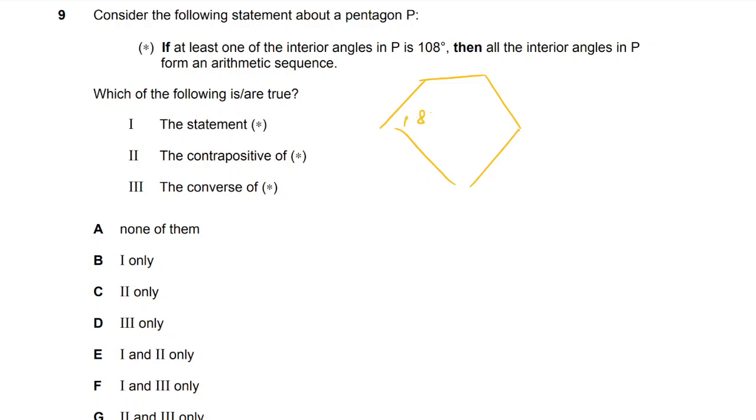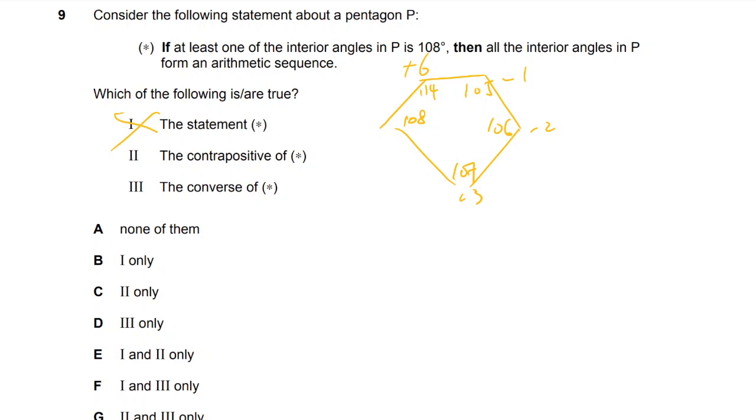So there's 108, 107, 106, 105, say. What does the last one have to be? The last one, I think, has to be 114. Okay, because this is minus 3, this is minus 2, this is minus 1. So at the end, you got a plus 6, right? So 108 plus 6 would be 114. So option 1 is wrong. Option 1 is incorrect. The statement itself is false.